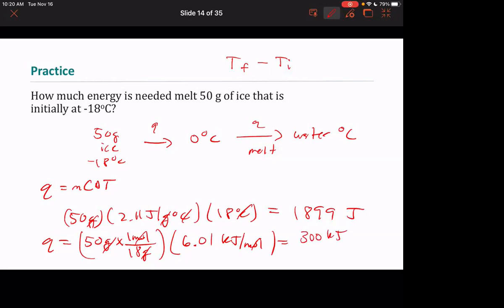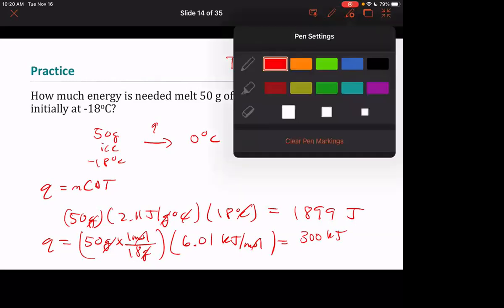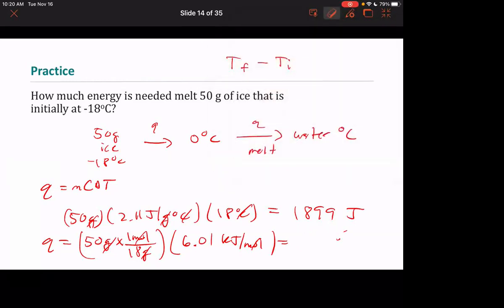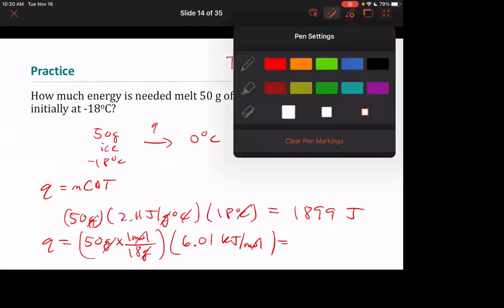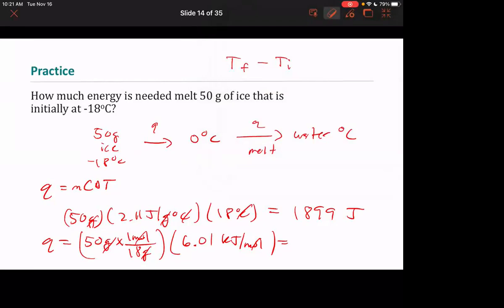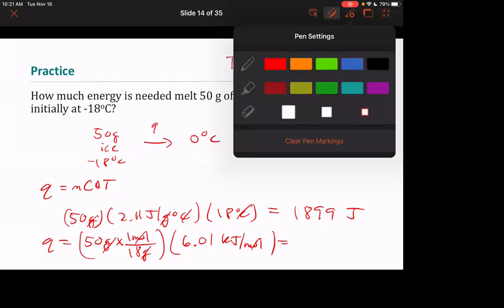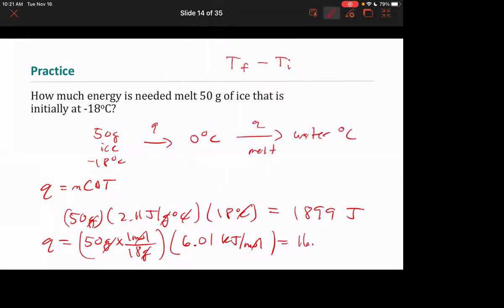Oh, I forgot to divide by 18, so we can't do that. So someone's got to do it on the calculator for me. Thank you. What'd you get? 16.69. Someone can confirm that? Okay. And remember, that's kilojoules.